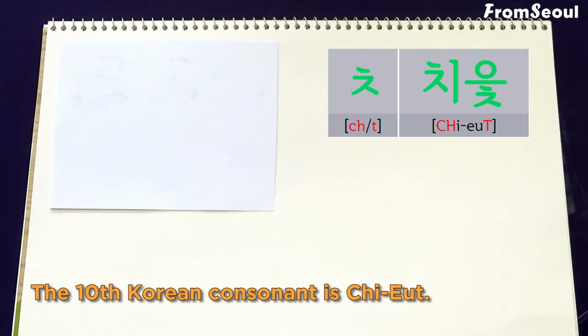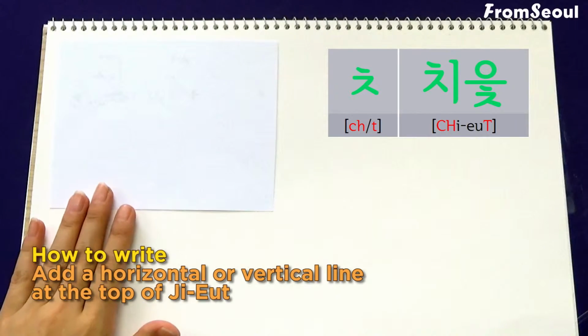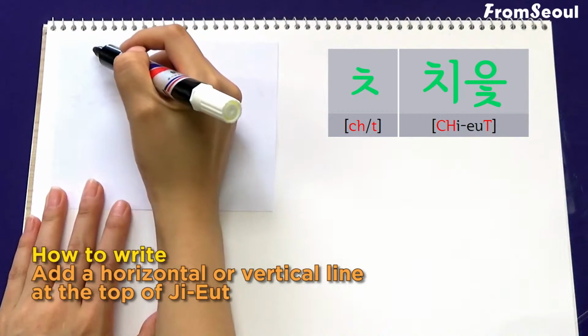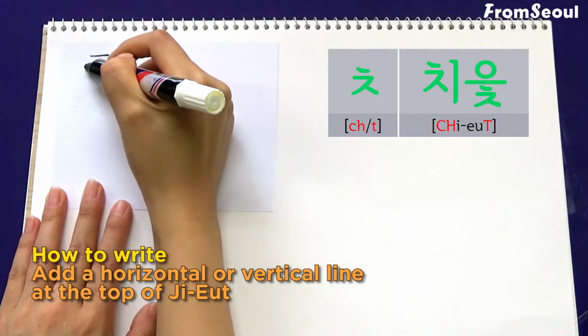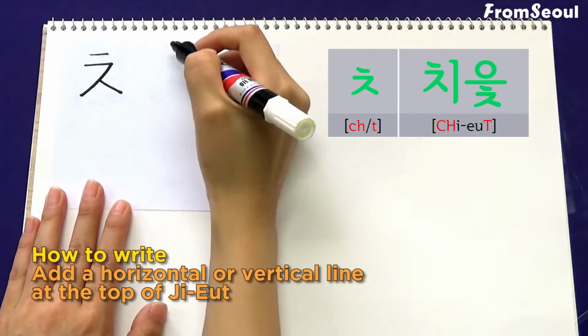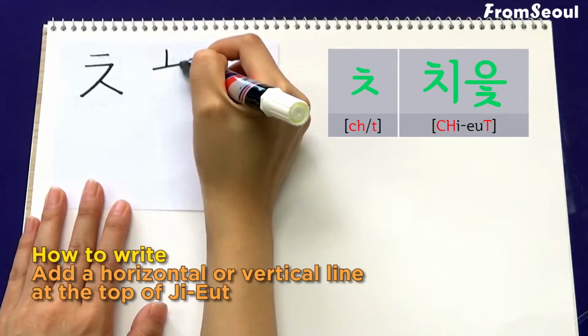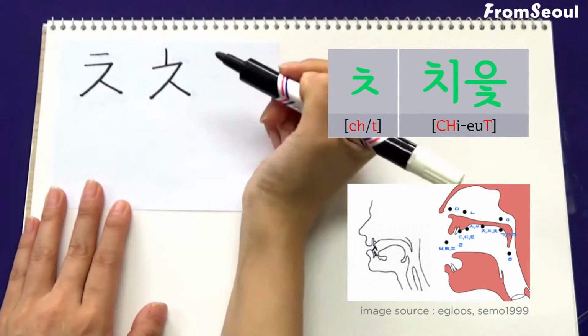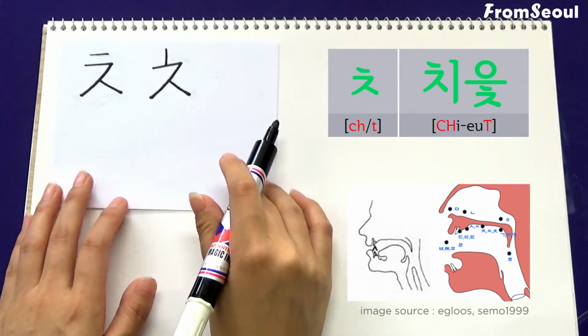The 10th consonant is chiet. The way you write it is just add a little line to chiet. First you can draw it in a horizontal way, or you can draw it in a vertical way. The pronunciation for this is a lot like CH in chicken.